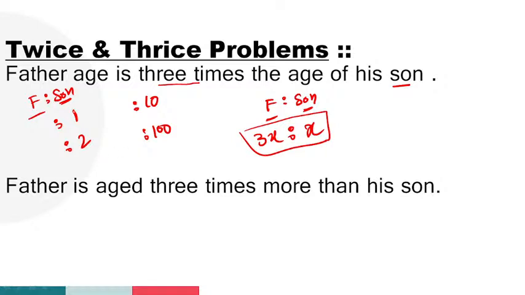Right. Son's age we don't know, let it be 1. Father is how many times? 3 times. 1 into 3, 3. For example, if son's age we take 2 parts, father is how many times? 3 times. 2 threes are 6. Son's age is 10 years, father is how many times? 3 times. 10 into 3, 30. So if son's age is 100 years, father is how many parts? 3 parts. 100 into 3, 300.